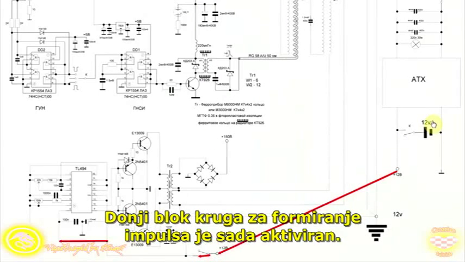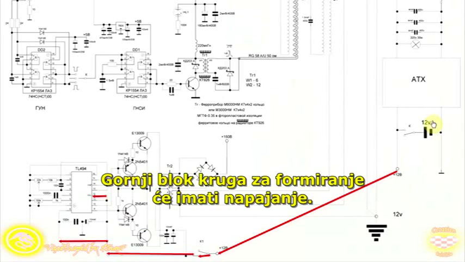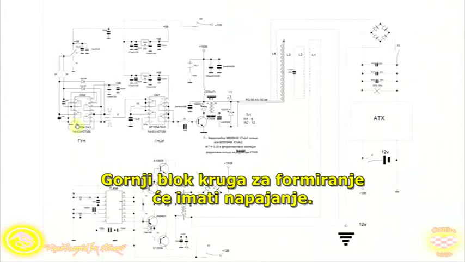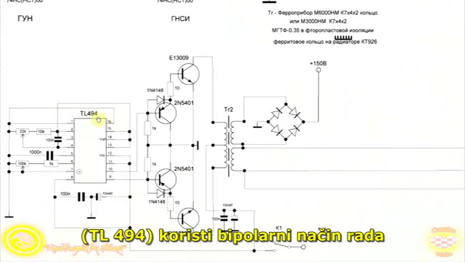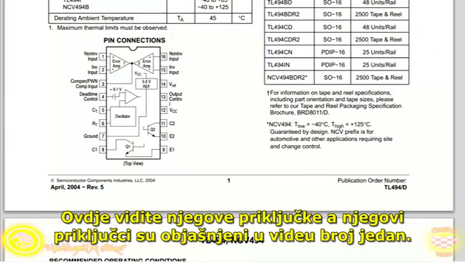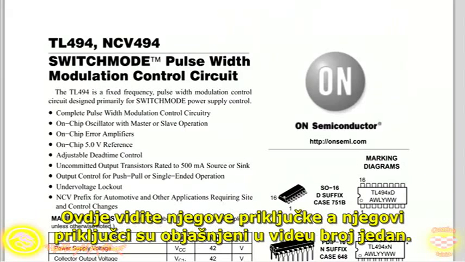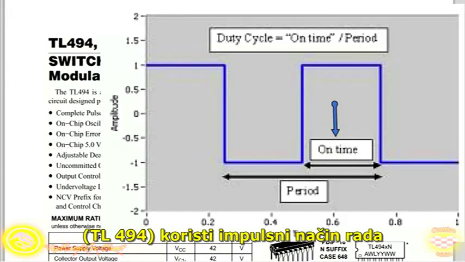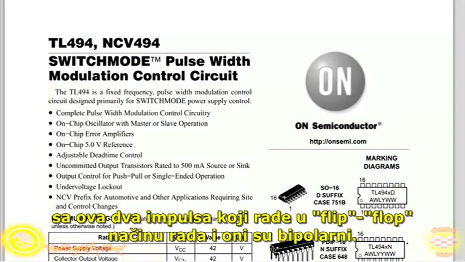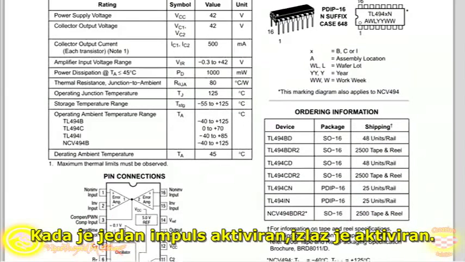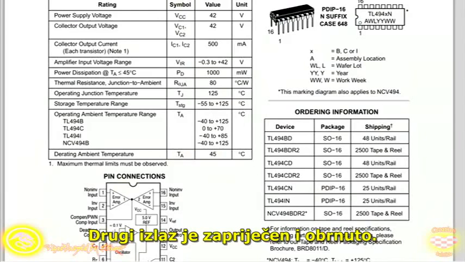The lower block of impulse forming circuitry is now activated. The upper block of impulse forming circuitry will have power as well. TL494 is used in bipolar mode. You see the connections in here, and those connections I explained in part number 1. TL494 uses the pulse mode with 2 outputs working in flip-flop mode, that would be bipolar. When one impulse is activated, one output is activated, the other output is silent, and reverse.